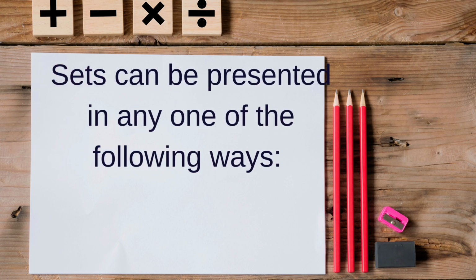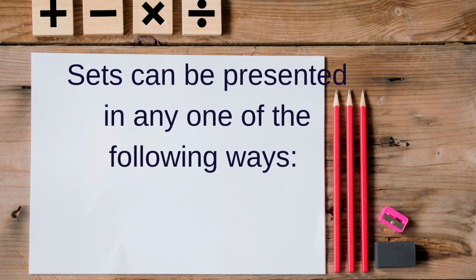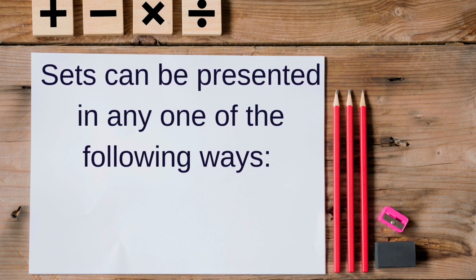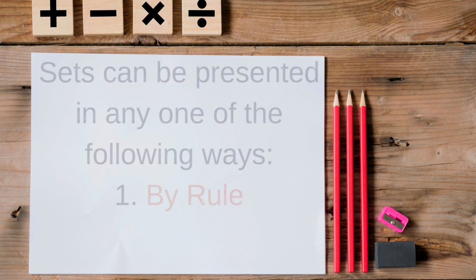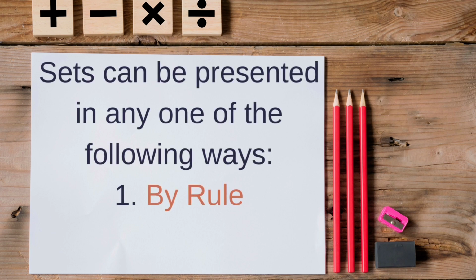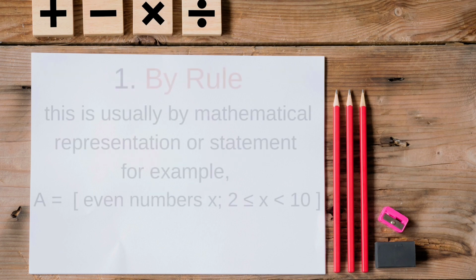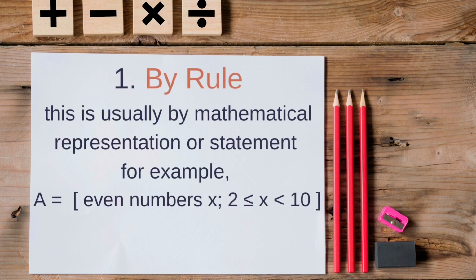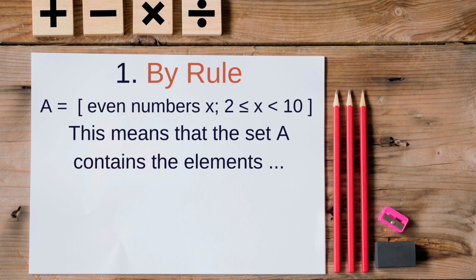Sets can be presented in any one of the following ways. They are 1. By a given rule, which are usually mathematical in nature. Consider a set A, which is given by the inequality x greater than or equal to 2 but strictly less than 10. Bearing in mind that x is an even number obeying that inequality.